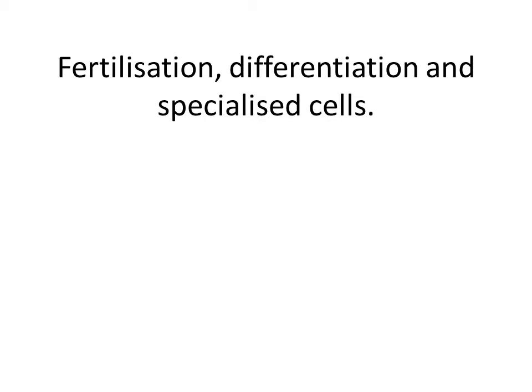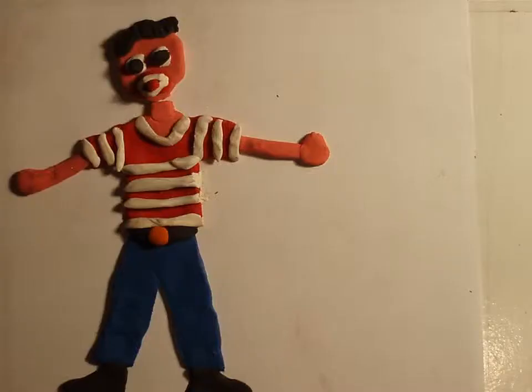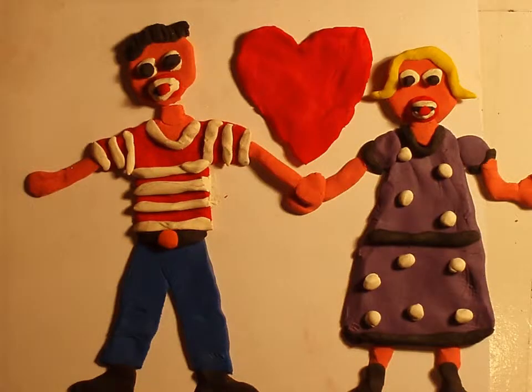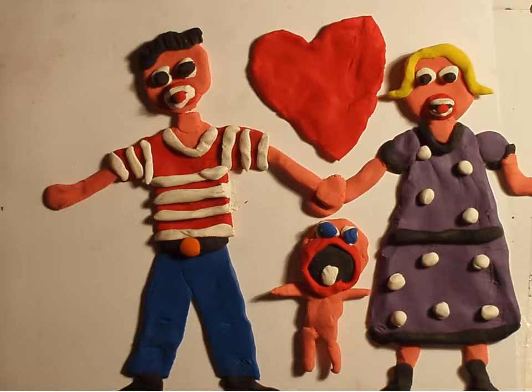In this video we're going to look at fertilization, differentiation, and we're also going to have a look at some specialized cells. Okay, I don't want to give you too much information on this, but when a man and a woman fall in love, they might decide to make a baby. I'm not showing you this bit. 9 months later, baby arrives.